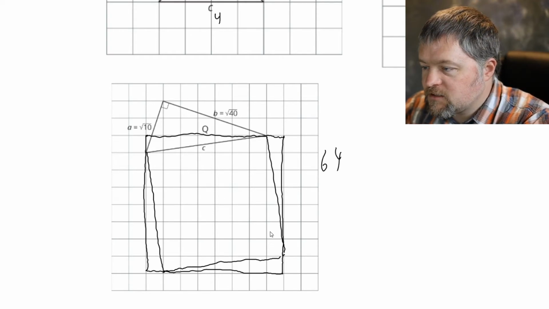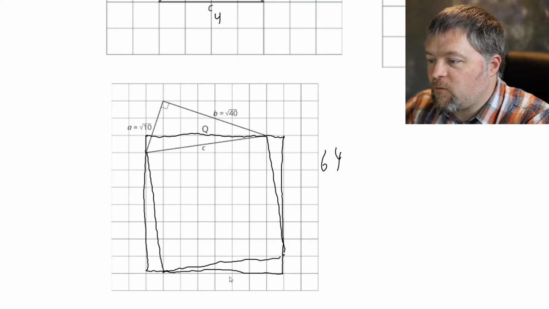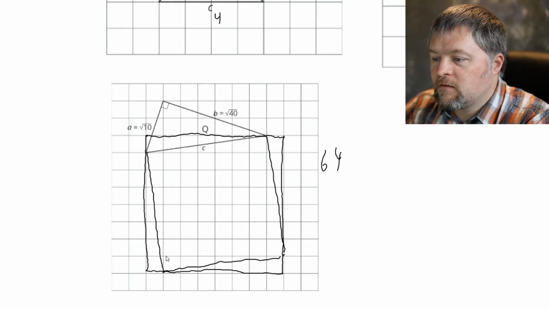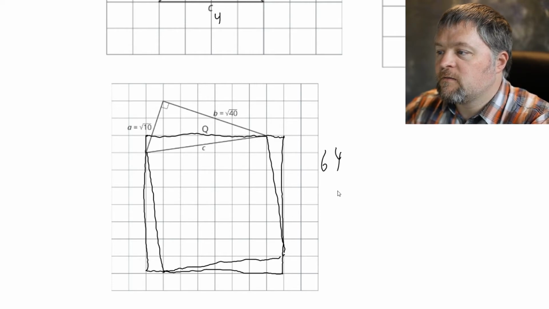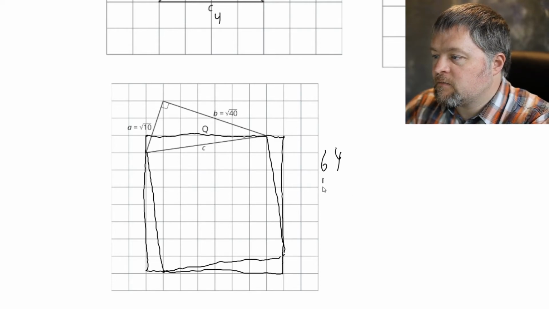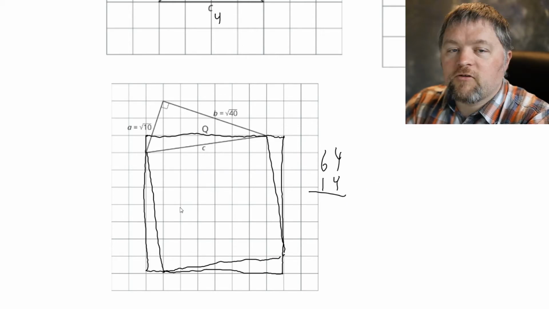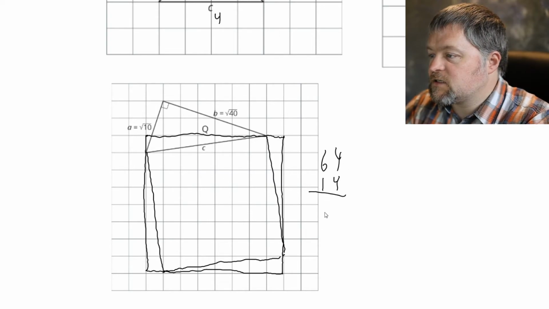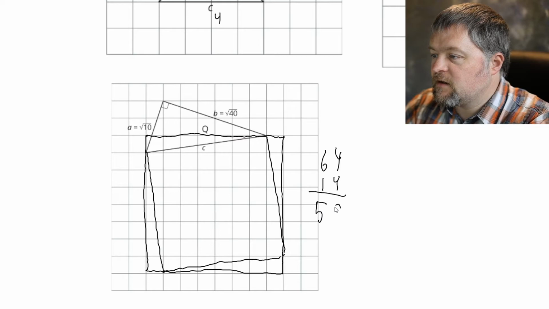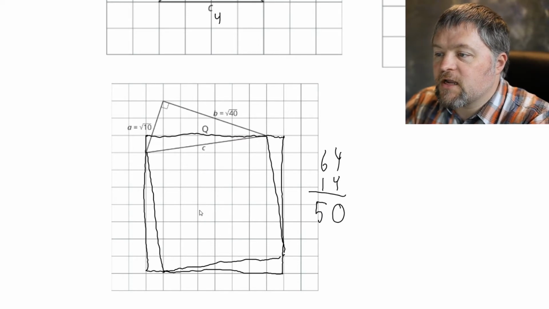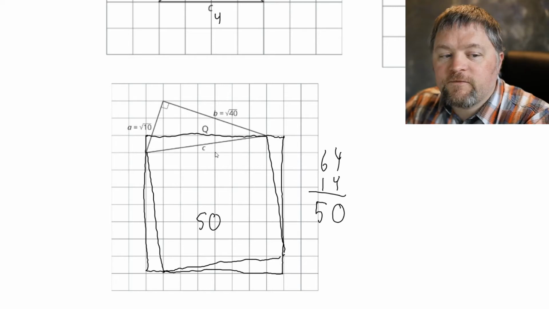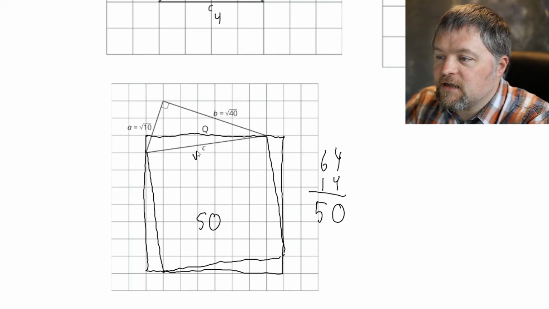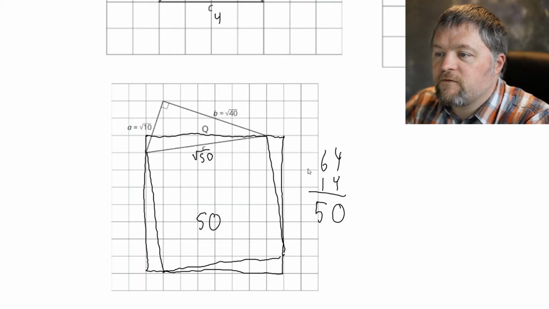Our triangles are 7 by 1. 1 times 7 is 7. Over 2 is 3.5. Times 4 is 14. Subtract those to find out the area of our inner square. 64 subtract 14 is 50. So the area of this is 50 units. So the length of side C is the square root of 50 units.